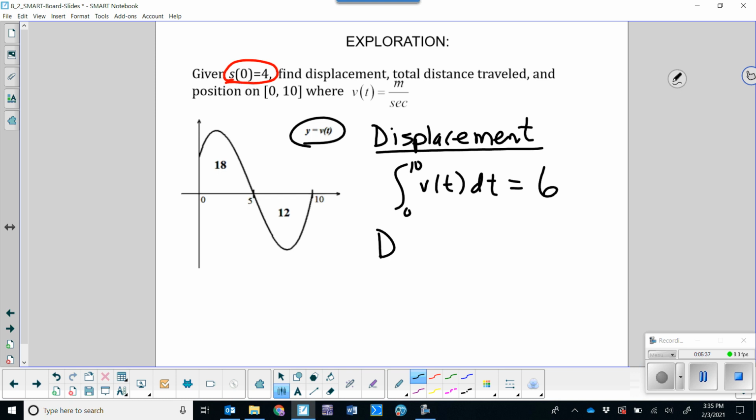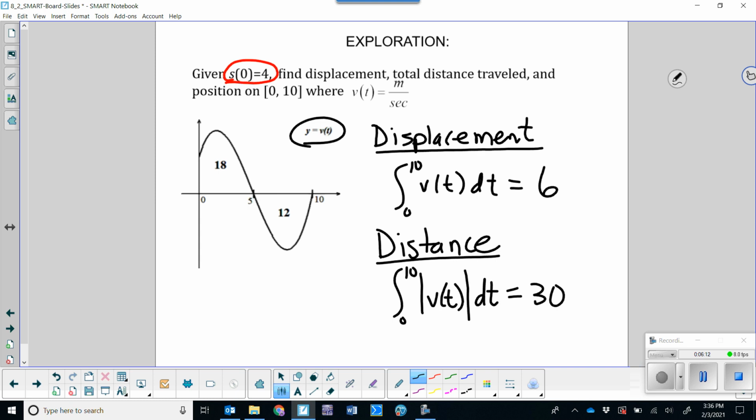If I want the distance traveled, now I've got to integrate 0 to 10 of the absolute value of the velocity. And again, remember how important it is for you to write down what you're doing. So integral 0 to 10, absolute value of v of t dt. So now it's going to keep everything with positive sign. So it's going to be 18 plus 12, which is going to be 30.